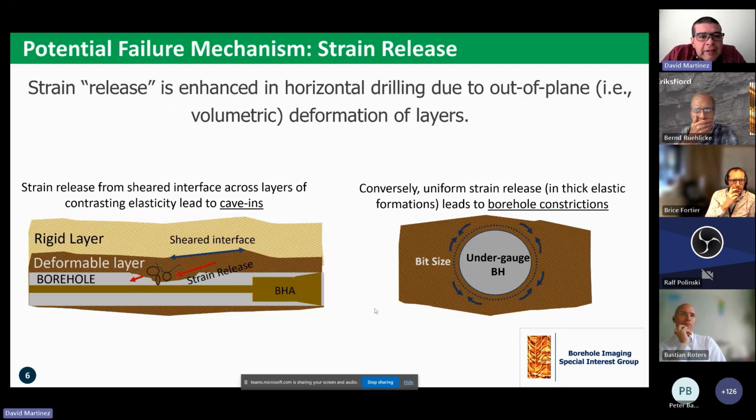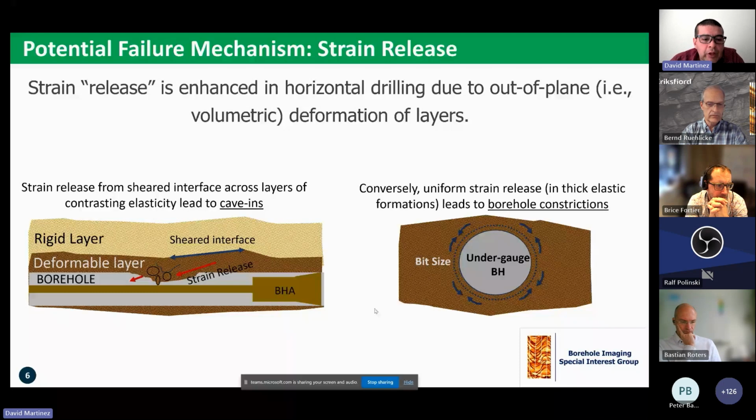Okay, so first, I'm going to talk about two failure mechanisms that are likely to be happening on laterals, which are different from a vertical hole. The first one will be strain release. By strain release, you can imagine toothpaste that you press really, really hard, and then you suddenly open the cap, and all that paste comes out of the tube. So that would be the strain release mechanism.